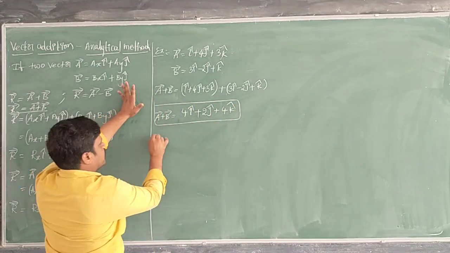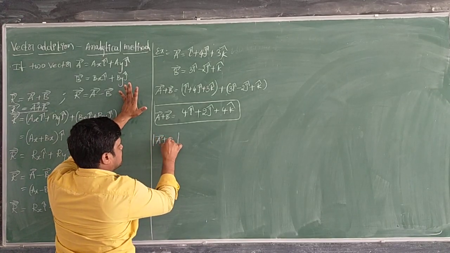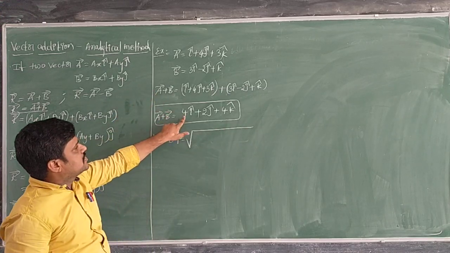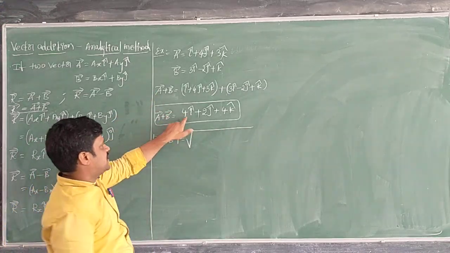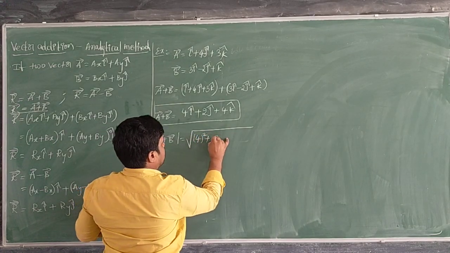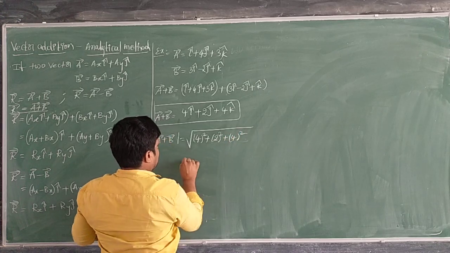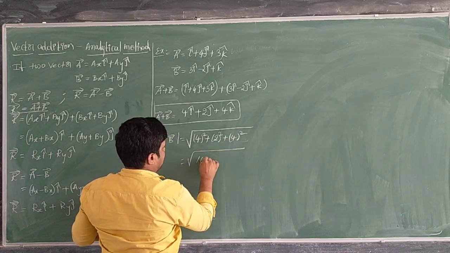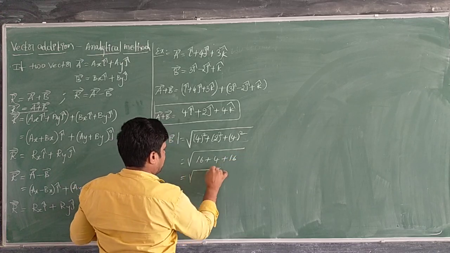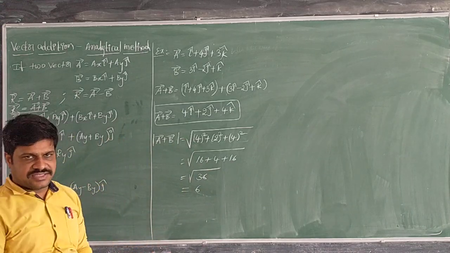So what is the magnitude of the addition of these two vectors? Magnitude means modulus. The modulus of A bar plus B bar is the square root of the sum of squares of the components. 4 square plus 2 square plus 4 square, so 16 plus 4 plus 16 is 36, and the square root of 36 is 6. That is the answer.